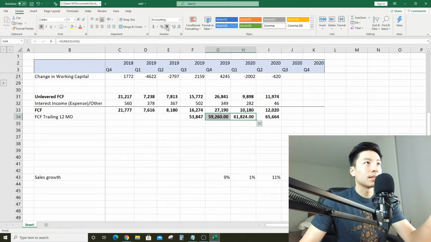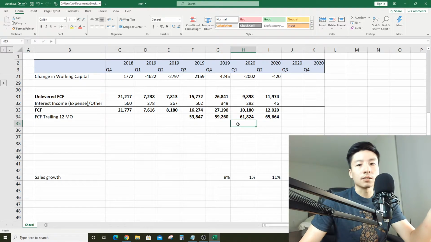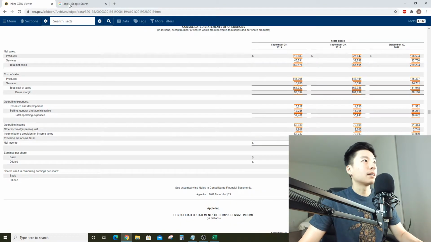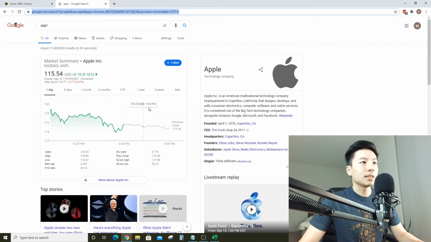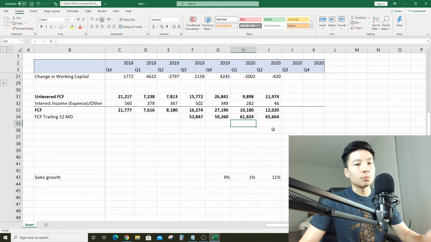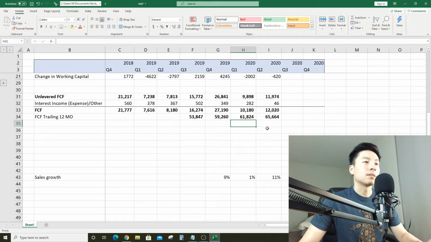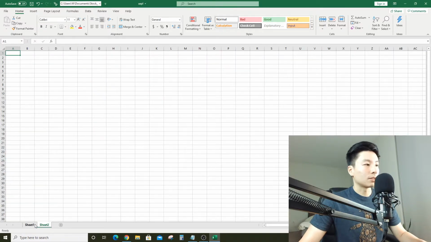So what does that mean? Why do we care? Is it a good deal? Does that mean I should buy Apple at 115? There's one more step, and that's figuring out what's called the enterprise value of Apple and comparing it to how much cash they generate. Knowing how much cash they generate is great, but you have to figure out what the market thinks Apple is worth. So I'm gonna start a new tab here, sheet two.